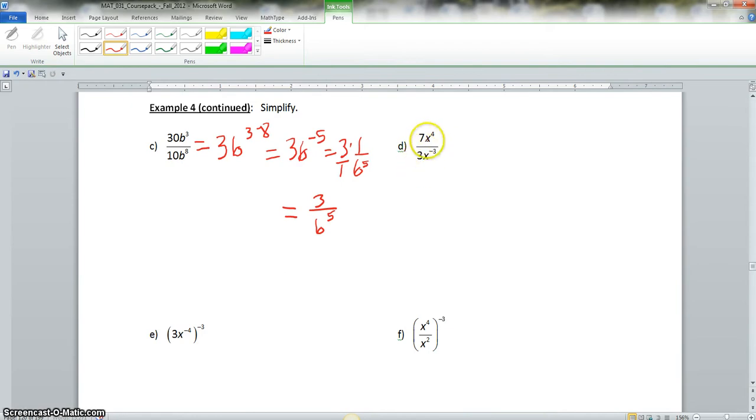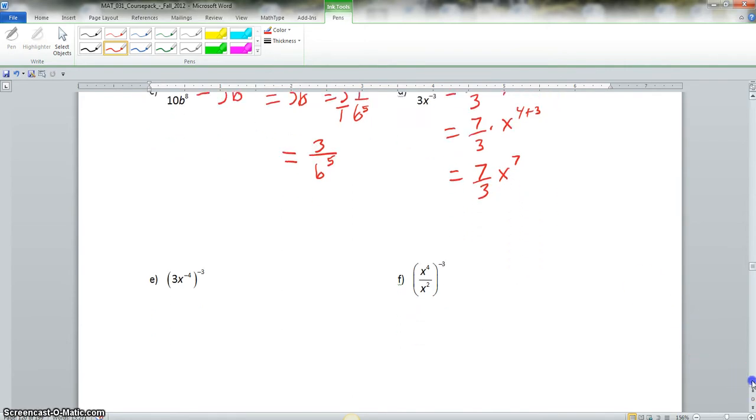We have 7x to the 4th over 3x to the negative 3. So we'll have 7/3 times x to the 4 minus a negative 3, because remember, our base is x. So we have 7/3 times x to the 4 plus 3. And this will give us 7/3 x to the 7. And that is our final answer for that problem.